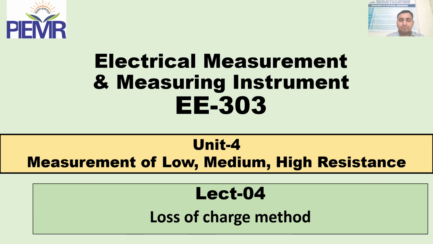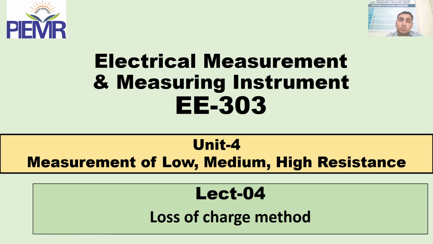In previous lectures we talked about measurement of low resistance using the ammeter-voltmeter method and the Kelvin double bridge method, and medium resistance measurement using a special bridge called the Wheatstone bridge. In the Wheatstone bridge and the Kelvin double bridge, we need to differentiate that the Wheatstone bridge only measures medium resistance, between 1 ohm and 100 kilo ohm.